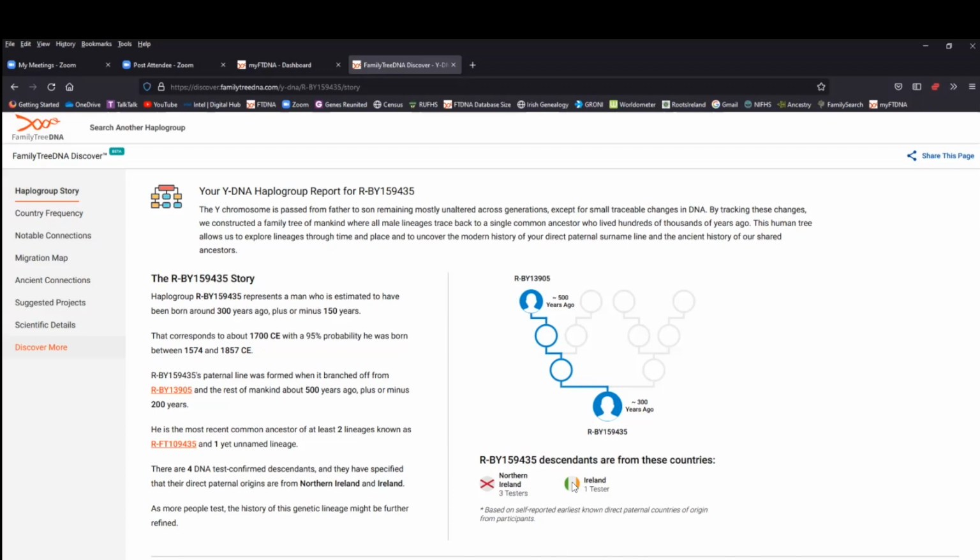Now, I knew that he matched me whenever we did Y37. He matches me in Y67, Y111. But now, because I know the haplogroup, I now know that he is matching me around 300 years ago. So what that means is that our common ancestor lived about 300 years ago. And that's telling me here that corresponds to around 1700 with a 95% probability rate. And I think that's pretty good. There's the years that it seems to be between.